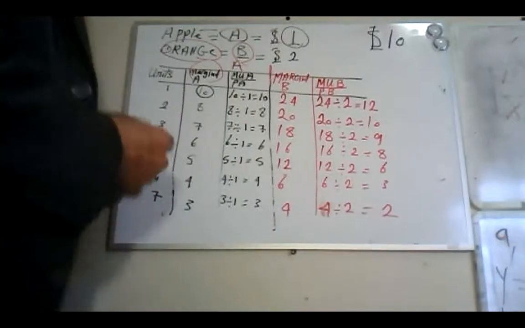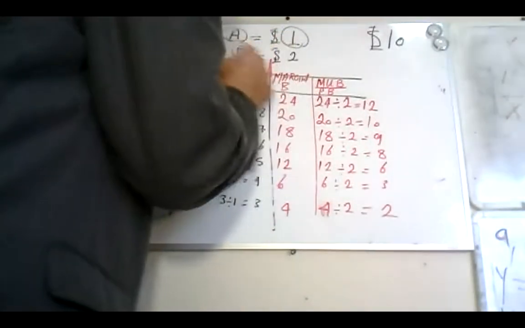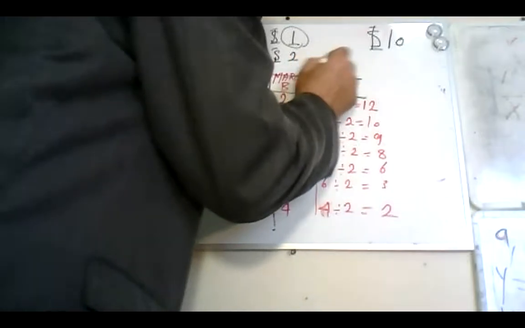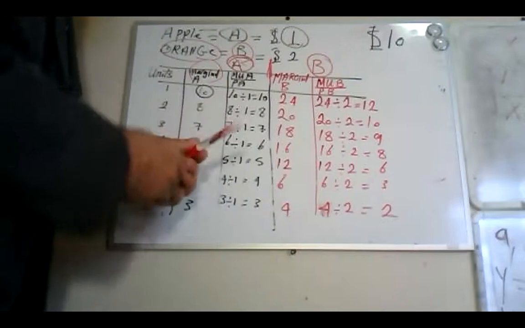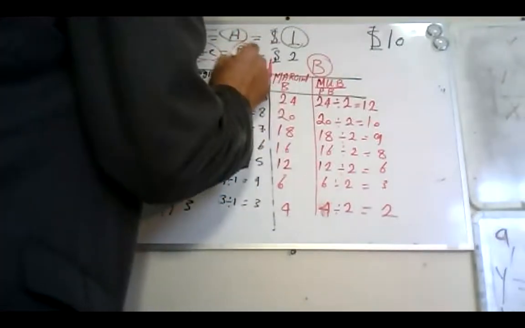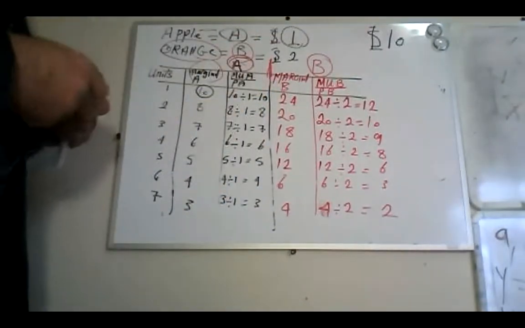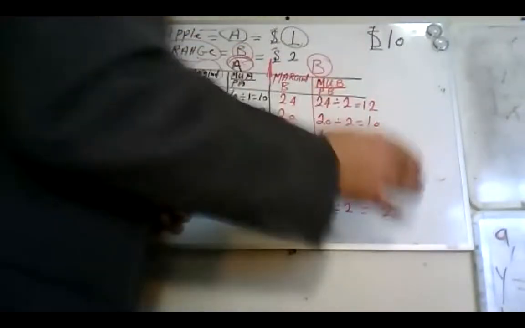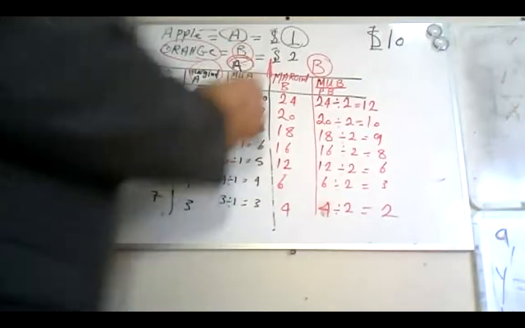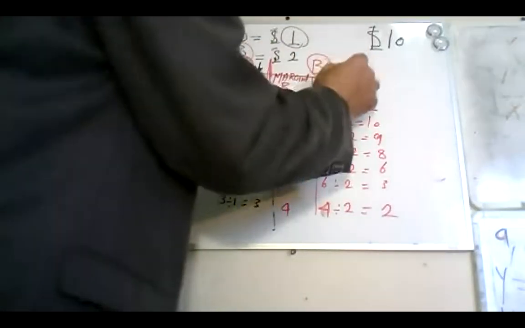Now let's see. We said this area is for product A, and this area is for product B. The area in red for product B, and the area in black for product A. That's fine. Now I want to see, I will look for the similar numbers in both the outputs of both the groups. So here in this column and in this column, I will look for the similar numbers.